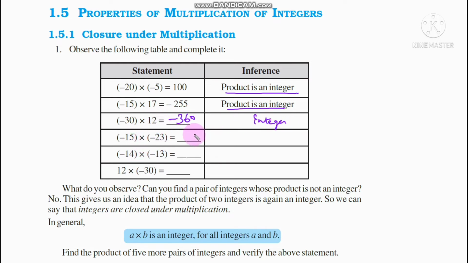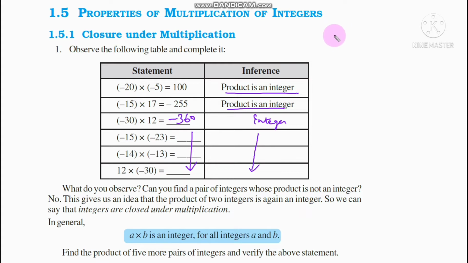Now similarly, do this for all these, children. So you'll get all the results as integers. So everywhere we are getting an integer. So what do you observe? Can you find a pair of integers whose product is not an integer? Can you see another number which is not an integer here? No. This gives us an idea that the product of two integers is again an integer.